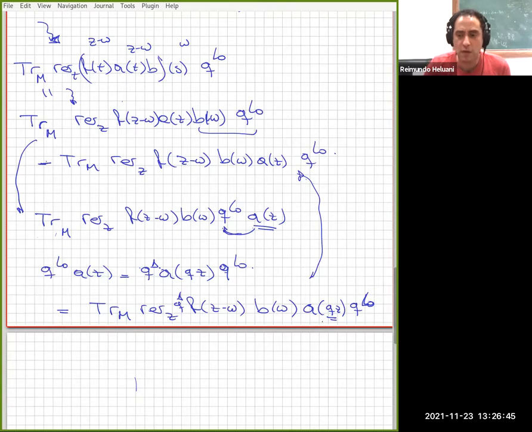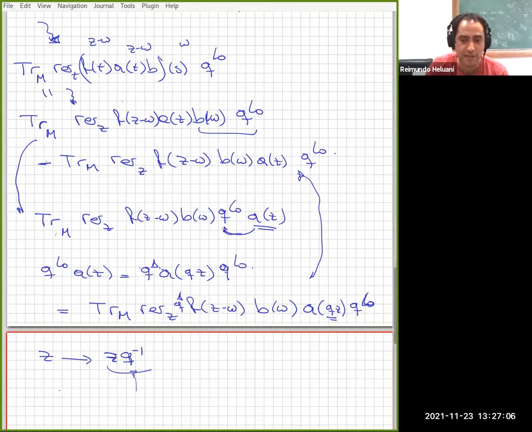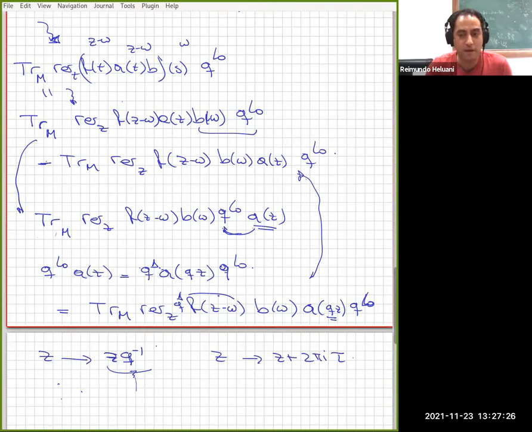And I'm taking this residue at Z, so in principle, what I could do is make the change of variables of sending Z to Z times Q inverse. And the problem with that is that if I do that, then this F that was of Z minus W is not invariant by that change. F is invariant by the change Z goes to Z plus 2 pi I tau. It's not invariant by the change Z goes to Z plus Q. So it seems that these two coordinates are playing a different role. This elliptic function should be evaluated not in the exponential coordinates, it should be evaluated in the logarithmic coordinates, and the arguments to the vertex operator should be evaluated in the exponential coordinates.